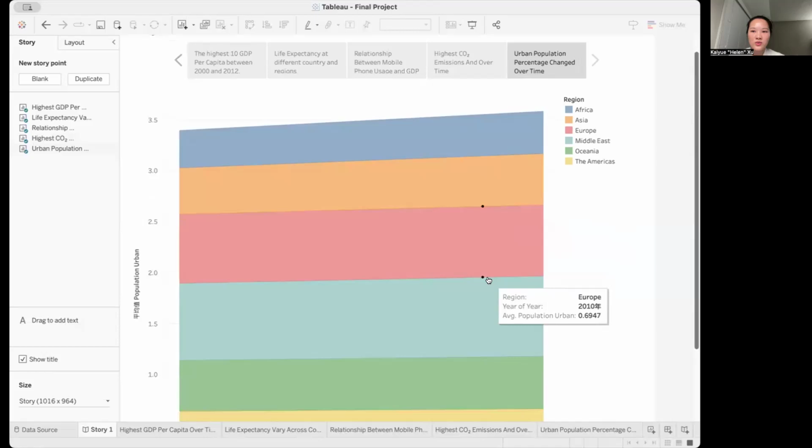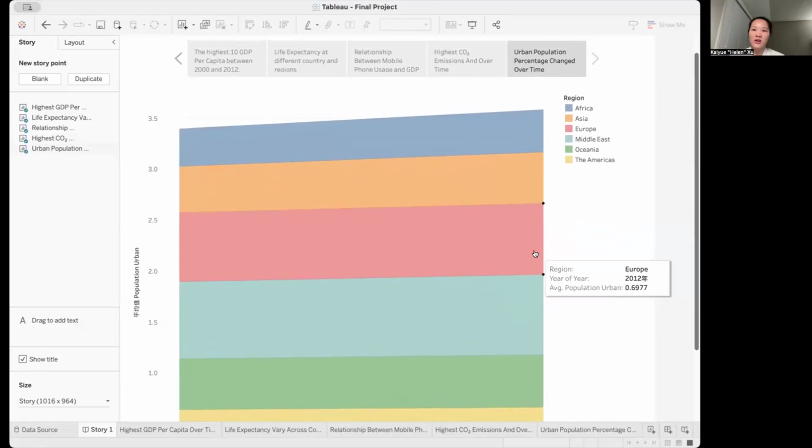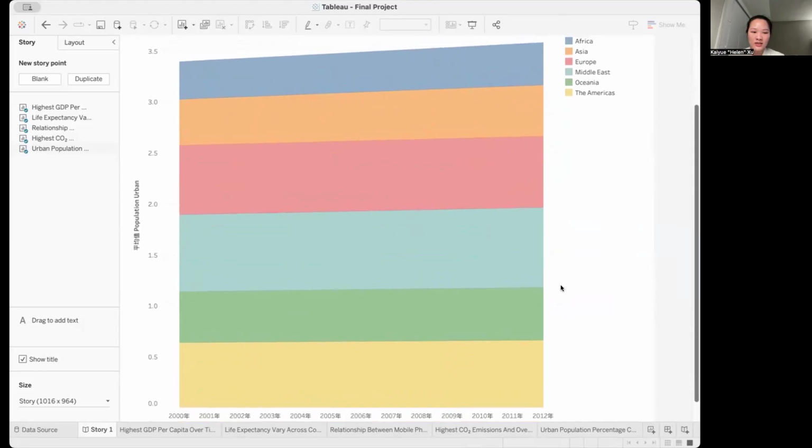For the fifth one, I calculated the urban population percentage change over time, which we can see from 2000. They are getting a little bit higher and higher. That's because a lot of people have babies and children, so the population gets higher. So that's what I got from the analysis.